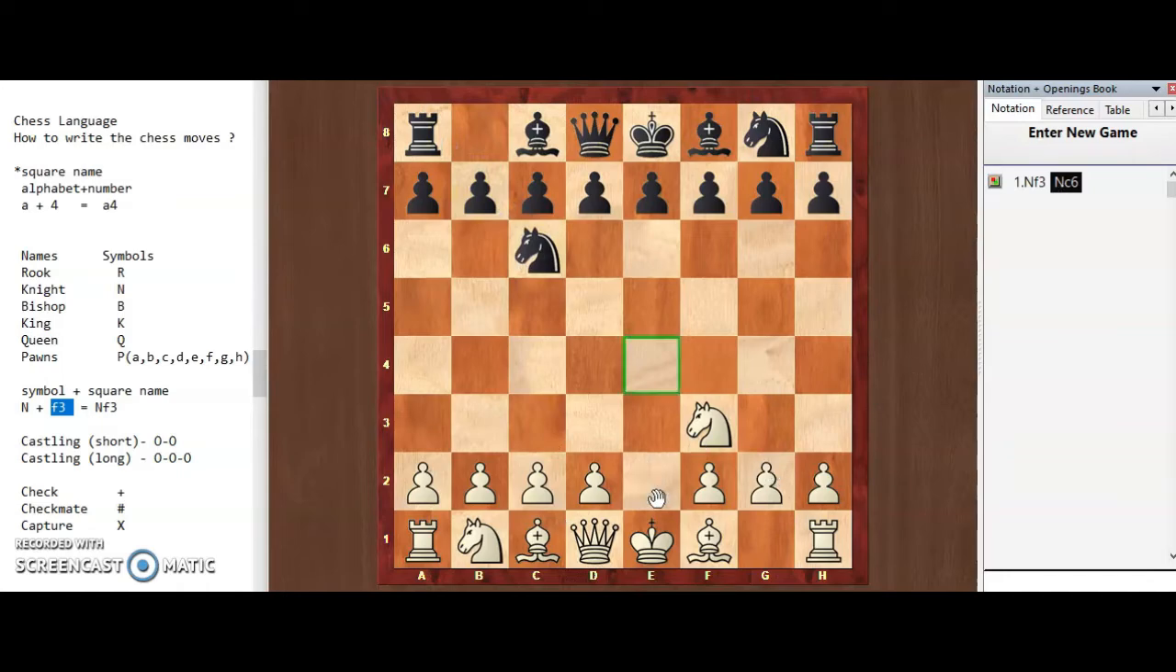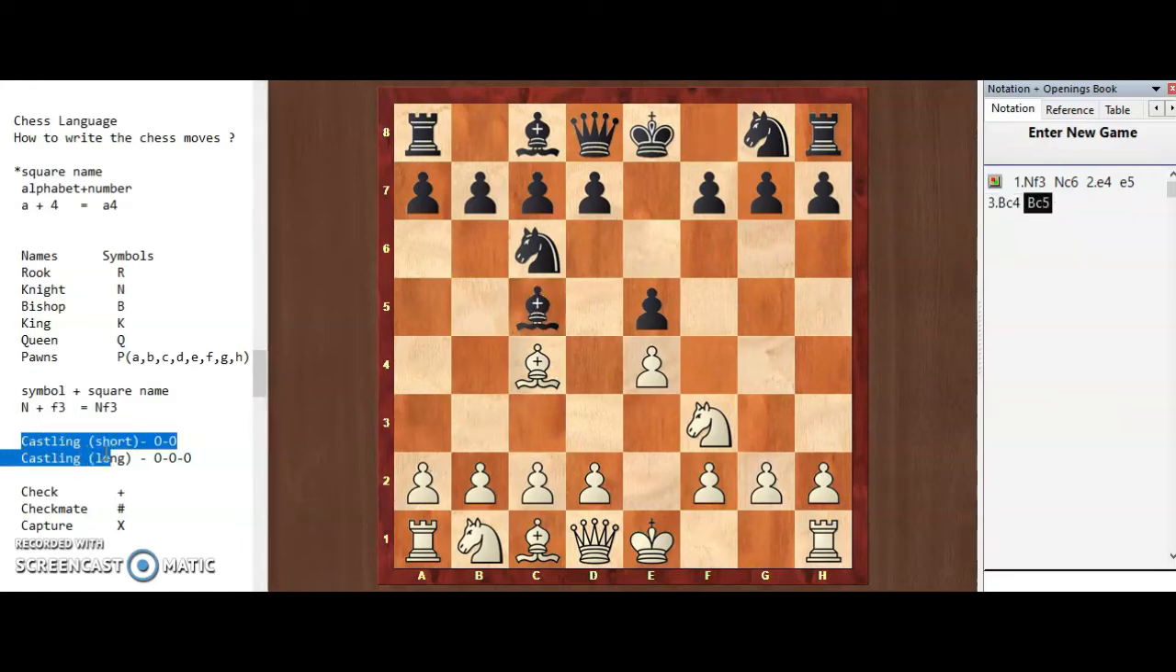Now I'm moving the pawn. Most of the kids say that we will write PE4. Not PE4, exactly, we will write E4 over here. Not using the P, instead we are just using the alphabet of it only. Moving the pawn here, E5. This one, B C4. There we go. Again the bishop came, bishop C5, B C5.